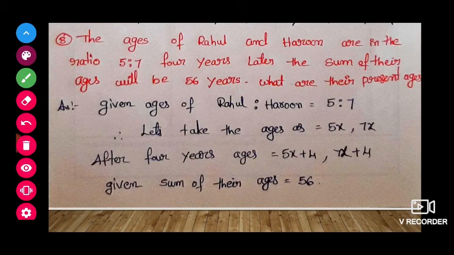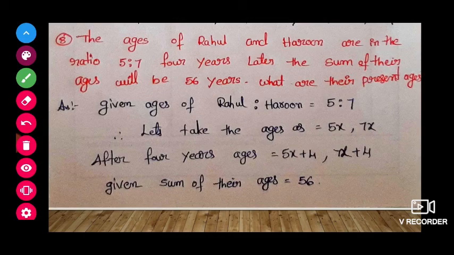As I told you already, whenever we have a ratio, if I want the original values, we have to multiply with one same number, any number. Here I'll take that same number as x. So if the ratio is 5:7, let's take the ages as 5x and 7x. After 4 years, from now, if it is 10 now, after 4 years it is 10 plus 4. In the same way, if the age is 5x now, then after 4 years it is 5x plus 4.